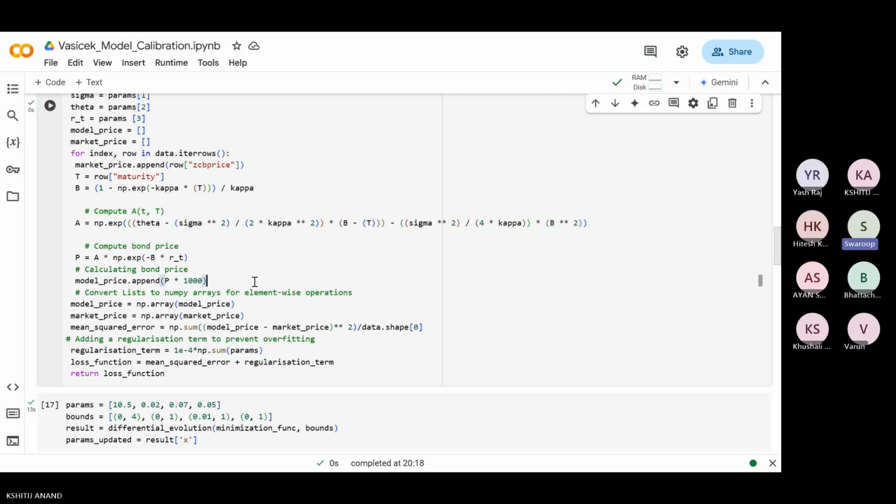Till this point, we are just doing it for zero maturity, right? No, I didn't understand what you are saying. Now we are calibrating the model price, and we are just taking it as of time zero. Small t equal to 0 means we are taking the current prices of the zero coupon bonds.